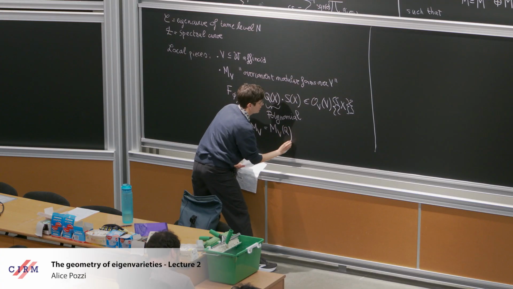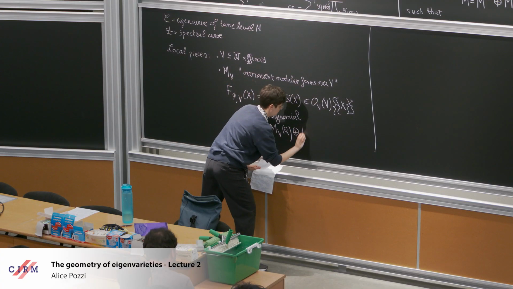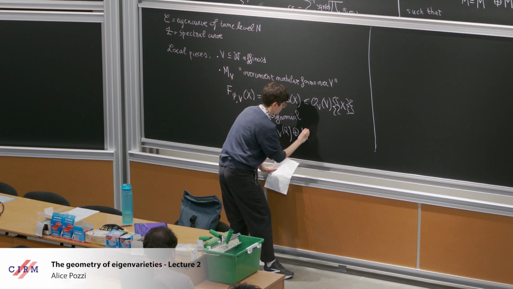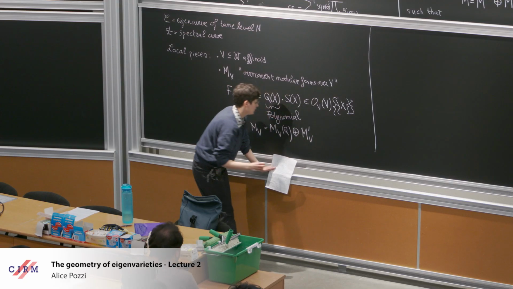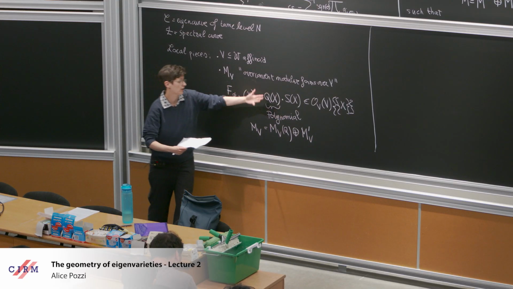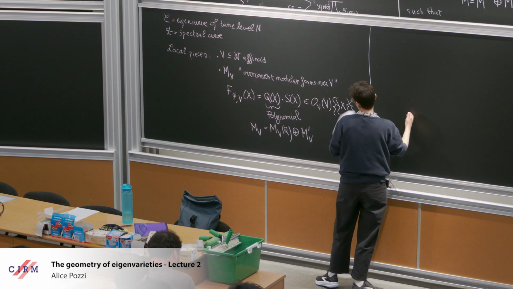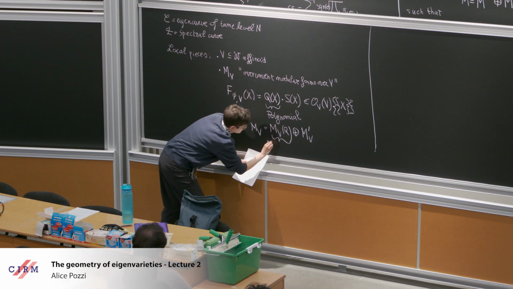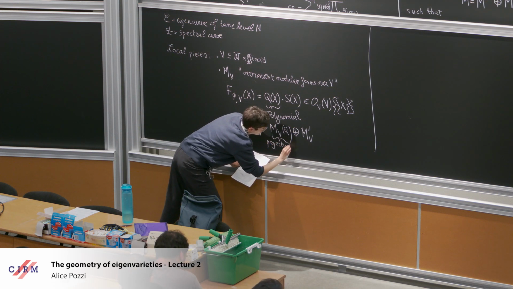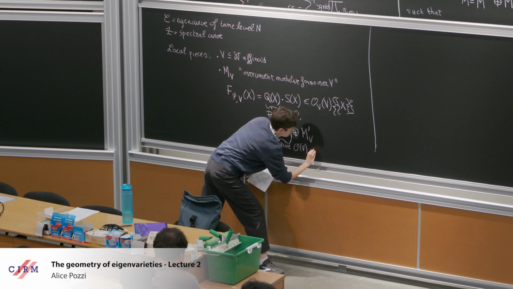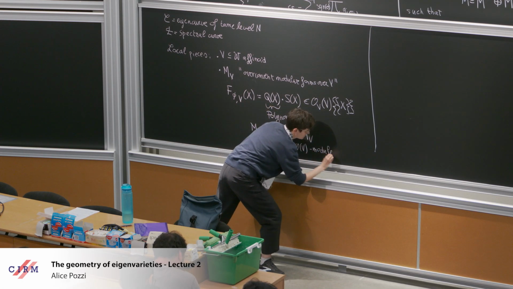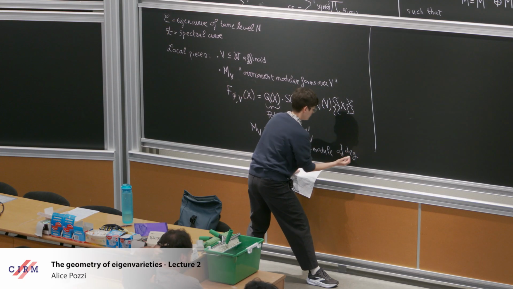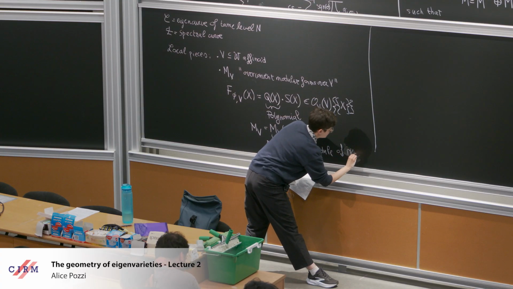I'm going to go Q, plus whatever complement we're going to get. And this will give locally a diagram. So this guy will be a projective module of rank equal to the degree of the polynomial.